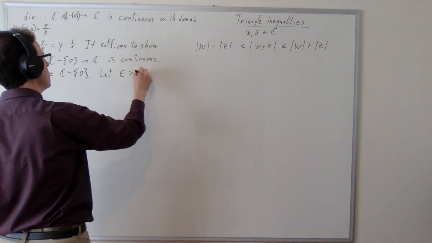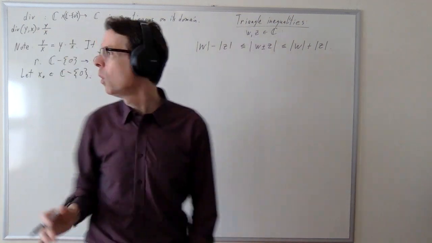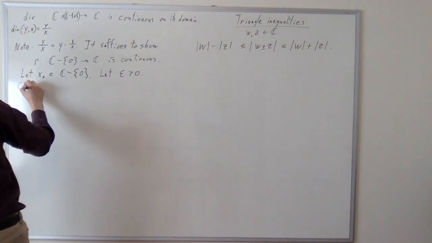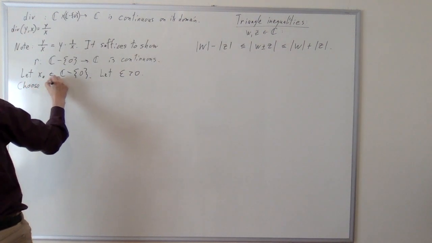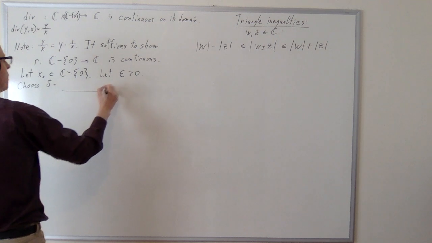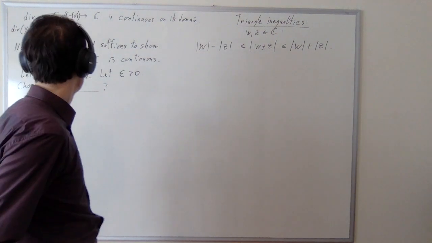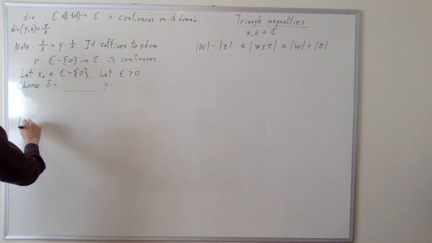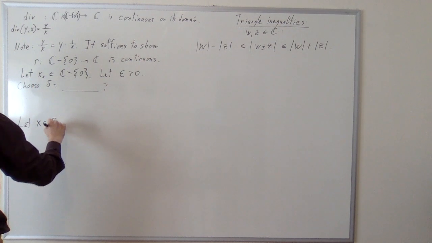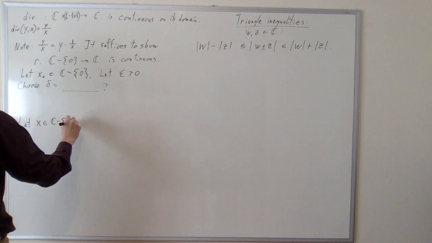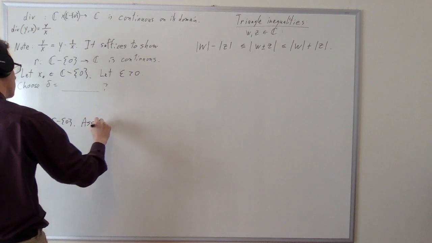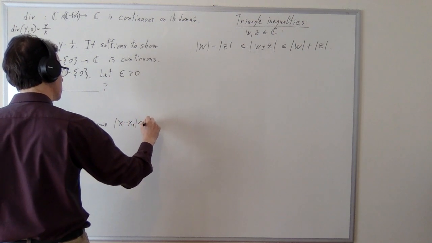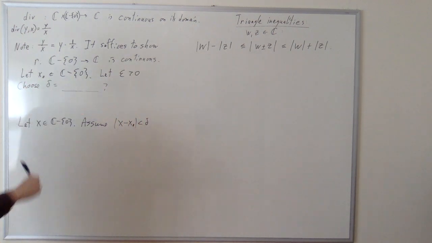So let epsilon be greater than 0. And then the goal is we're going to choose a delta according to the definition of continuity. So delta equals, but I have no idea what it will be, and we'll come back to this later. Then we're going to let x be in the complex numbers minus 0. And we're going to assume that the distance between x and x naught is less than this delta value that still needs to be chosen.